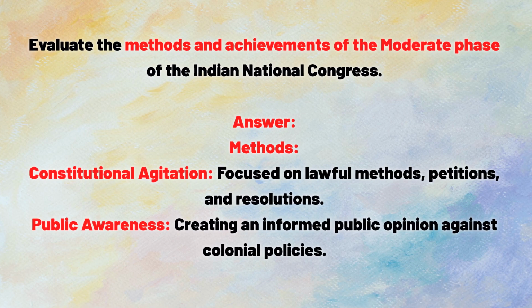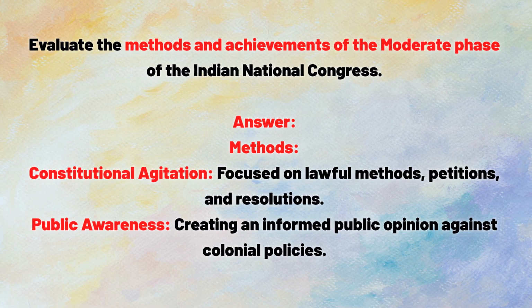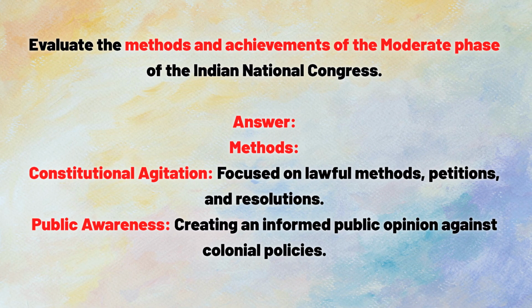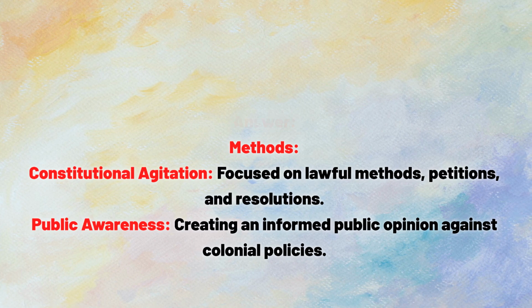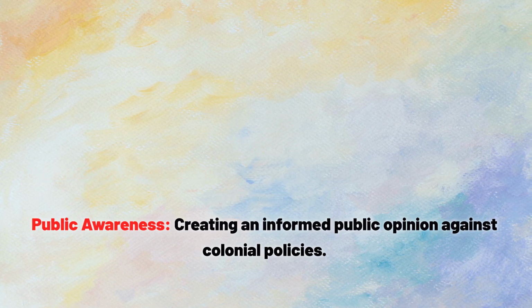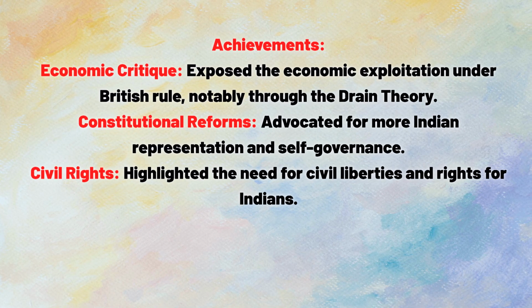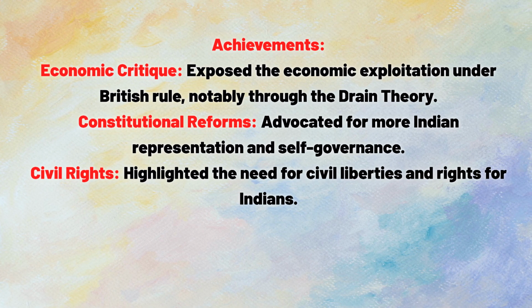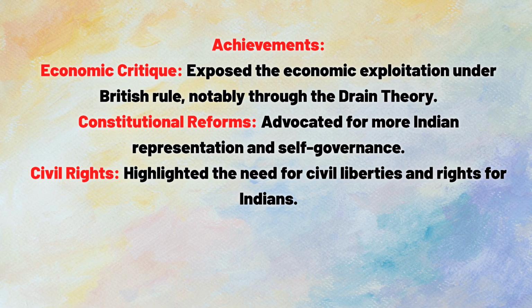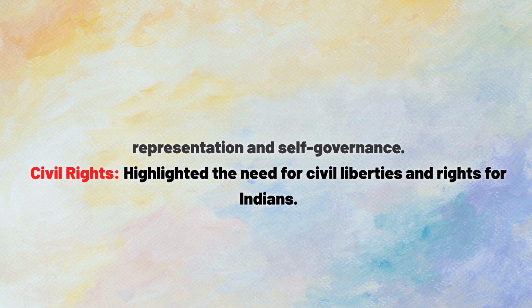Evaluate the methods and achievements of the moderate phase of the Indian National Congress. Answer. Methods. Constitutional agitation, focused on lawful methods, petitions, and resolutions. Public awareness, creating an informed public opinion against colonial policies. Achievements. Economic critique, exposed the economic exploitation under British rule, notably through the drain theory. Constitutional reforms, advocated for more Indian representation and self-governance. Civil rights, highlighted the need for civil liberties and rights for Indians.